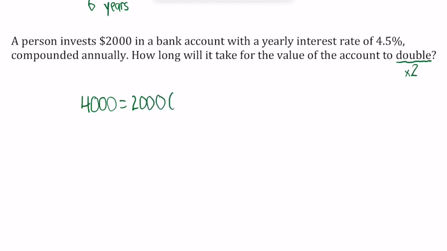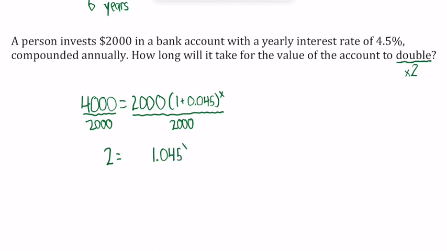Our rate is 4.5%, so our multiplier will be 1 plus 0.045, and we're trying to find the time, so I'll put x for the time. Here, our first step for solving is dividing by 2,000. And 4,000 divided by 2,000 is a nice, easy whole number to work with. So I'll go ahead and just write that as 2 equals. And on the right side, we would have 1.045 to the x.